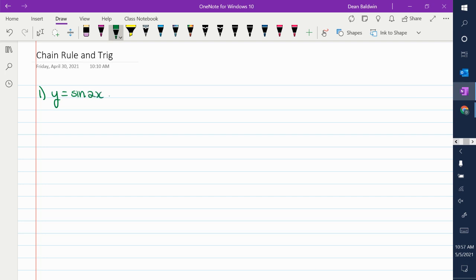Up till this point, we've only done the derivative of sine x and the derivative of cosine x. We haven't had anything inside the trig function other than x. And this is still chain rule. You're still using chain rule in this. The derivative of sine is cosine times the inside derivative. Well, what's the derivative of x? It's 1, right? So that's what you have to do every time, even when there's not a 1 in there.